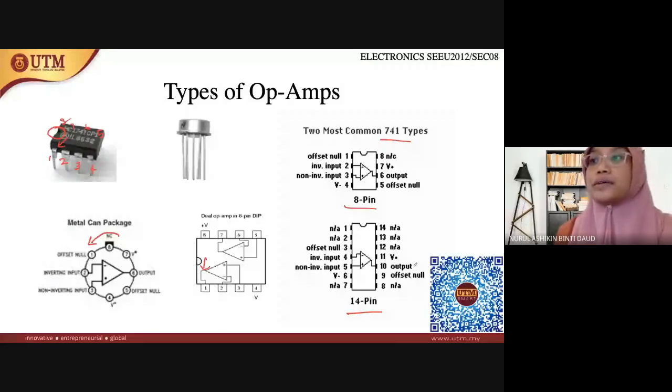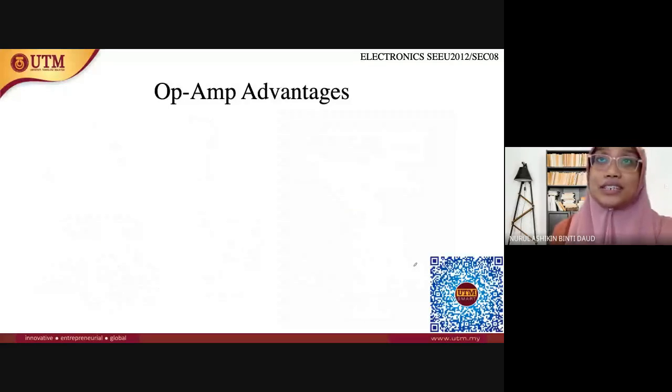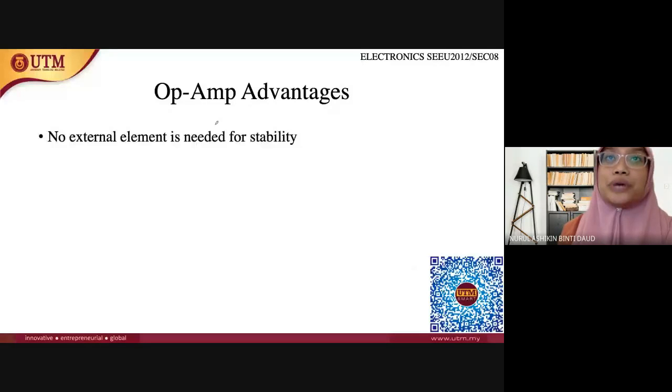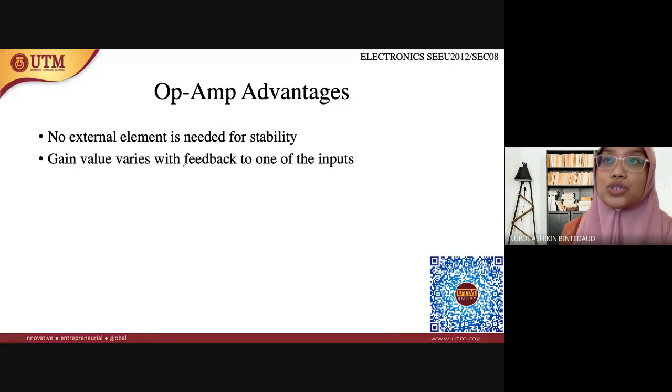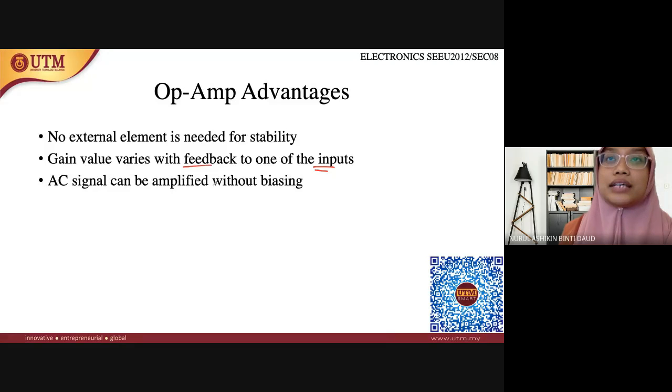So what are the advantages of using op-amps? There's no external element needed for stability; it is stabilized by itself. The gain value varies with feedback to one of the inputs, so you can always change the gain values depending on how you connect the feedback. And the AC signal can be amplified without biasing. There is no biasing for an op-amp.